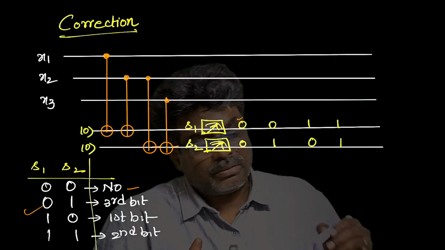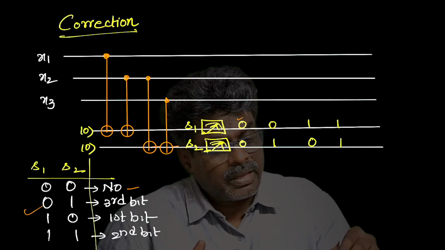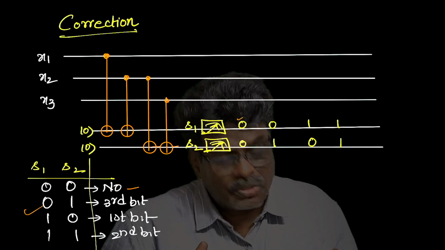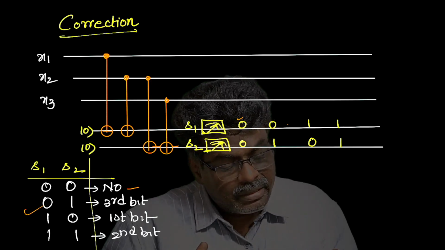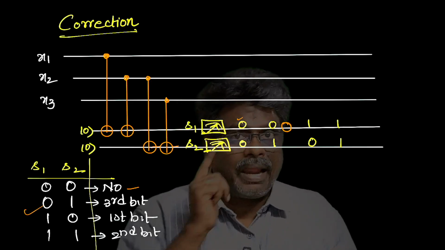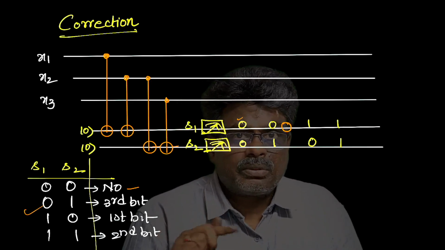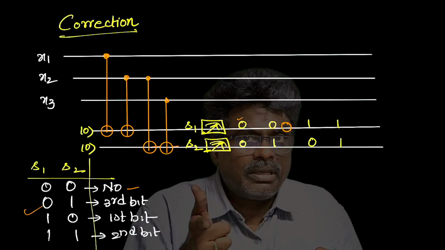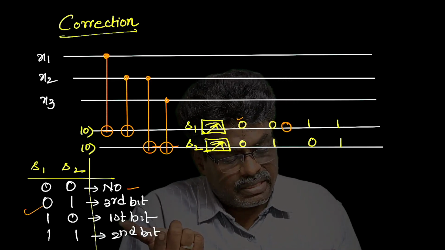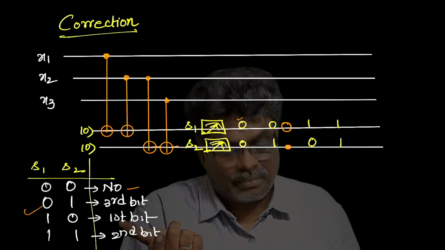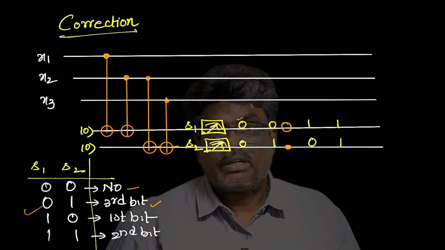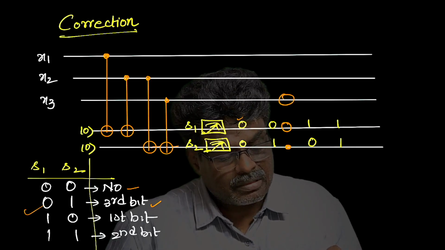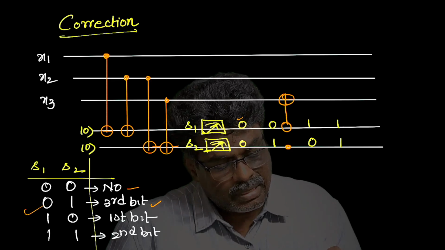So carefully observe what I am taking here. This one is 0, so that's why I'm taking an anti-control. If it is a 0, then only it will be changed. Here it is a control because it is a 1. And which bit is flipped? Third bit. So that's why I'm going to take this third bit like this.